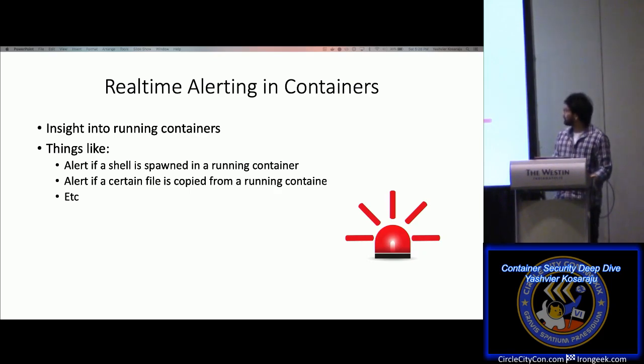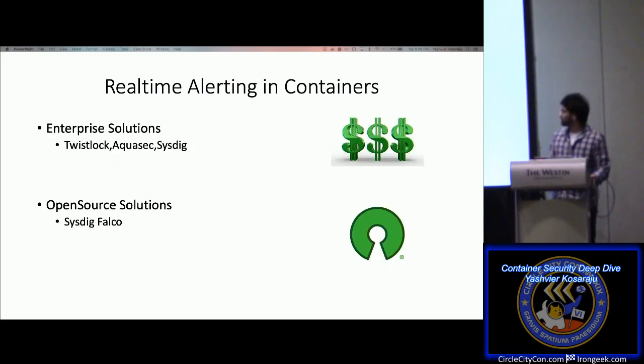Real-time alerting in containers. Essentially, your app should be the only process running within the container. A shell should not be spawned randomly on your container, right? So wouldn't it be nice if you can get an alert if a shell is spawned in a container running in your production, or say files are copied from the container to somewhere else?